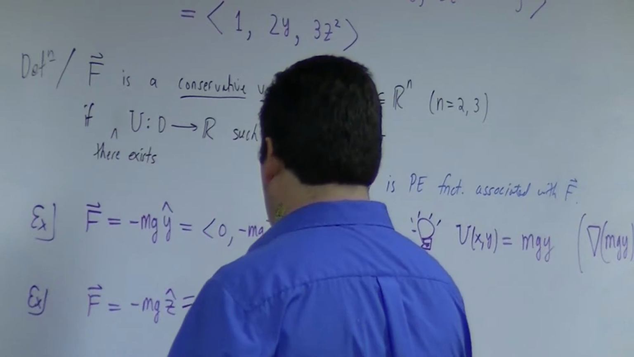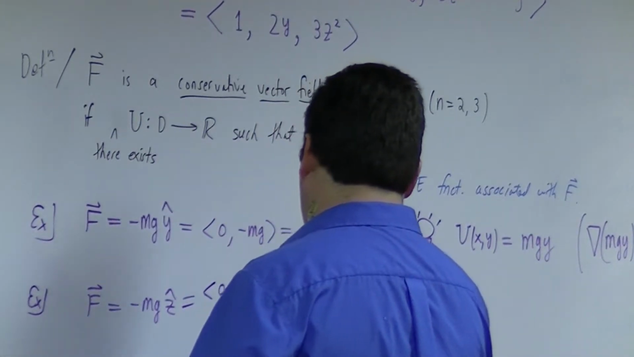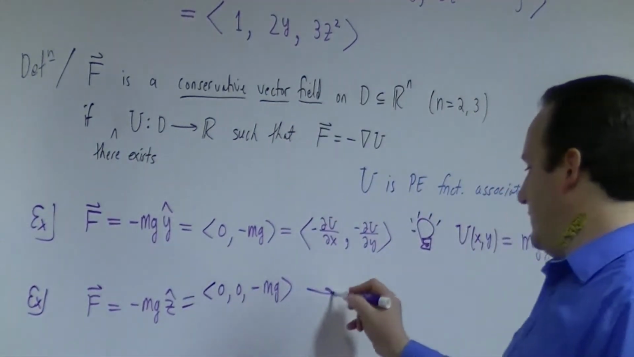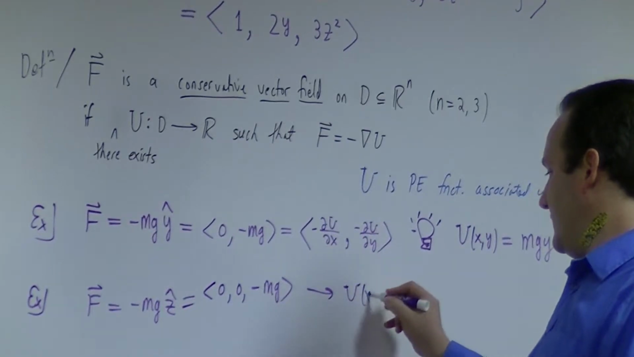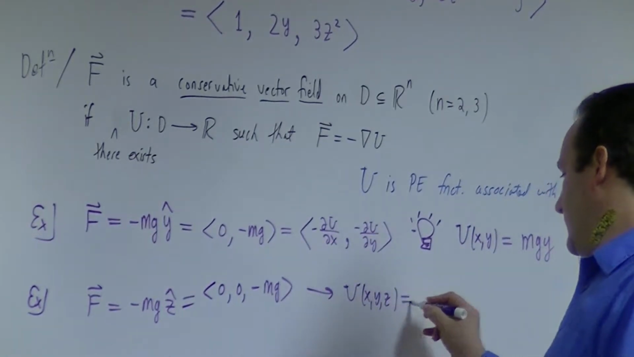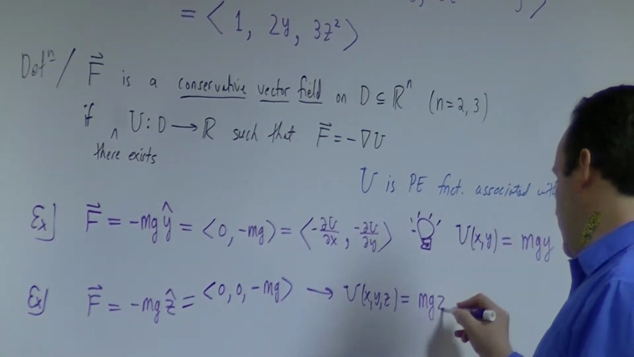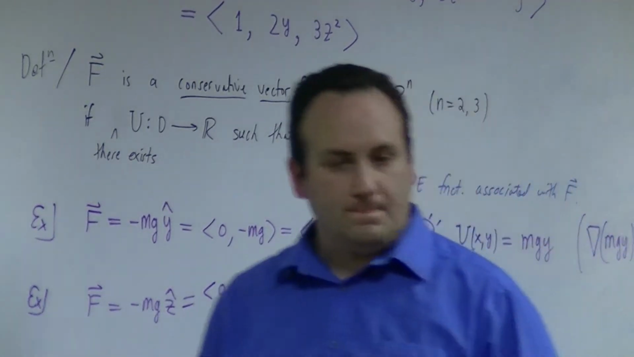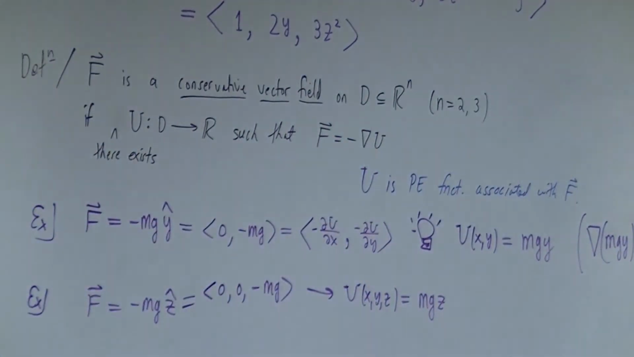Here we've got 0, 0, minus mg, so guess what? That suggests we should let U of x, y, z equal mgz. That will give you a potential energy function which reproduces 0, 0, minus mg.